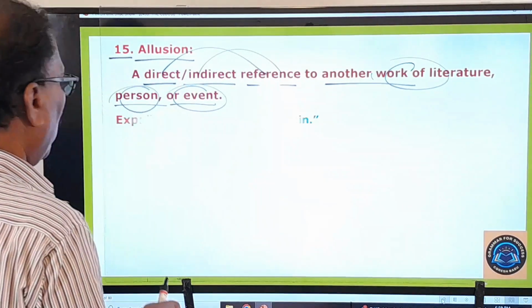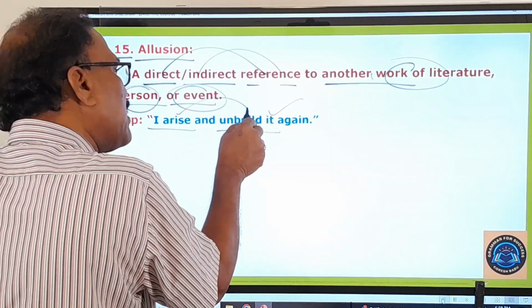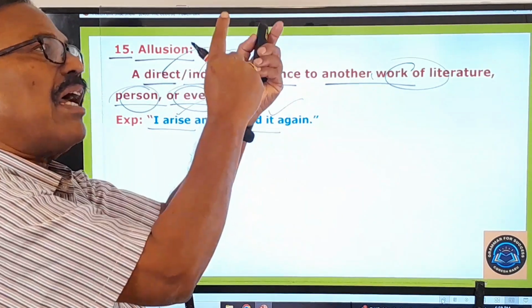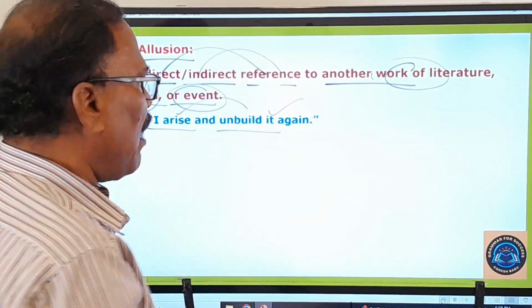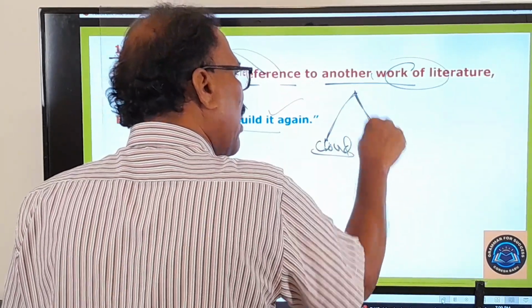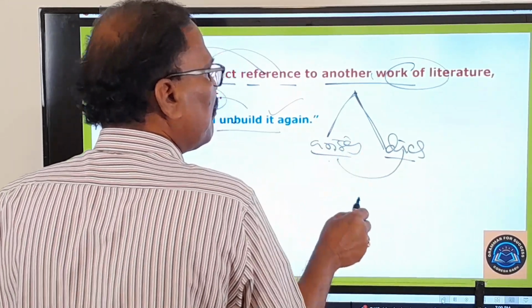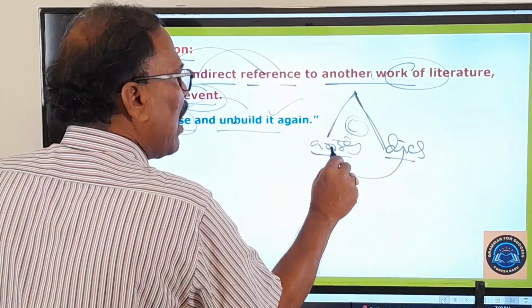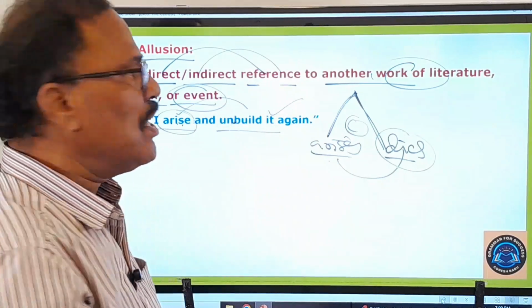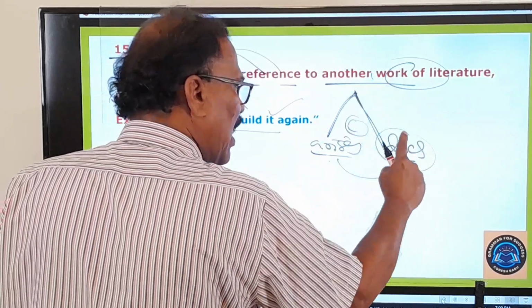Let us see that. Here: I arise and unbuild it again. If you observe, I arise and unbuild it again means I form into a cloud and again I rain that cloud. I build a cloud and I unbuild it. From this you can understand, the cloud arises and again it dies. Dying means it rains. After raining, what happens? It is nothing but dying. So it arises and then it dies. From this death only, again it arises, again it dies, again arises, again dies.